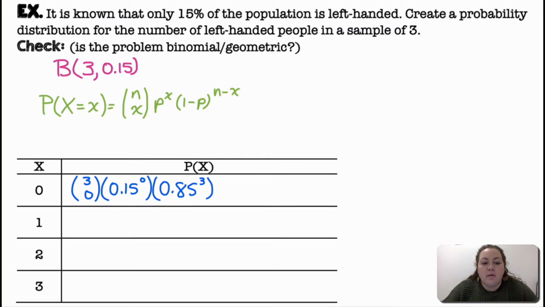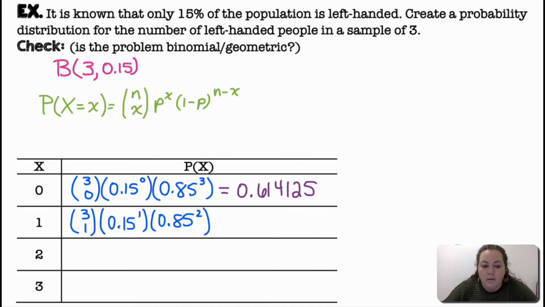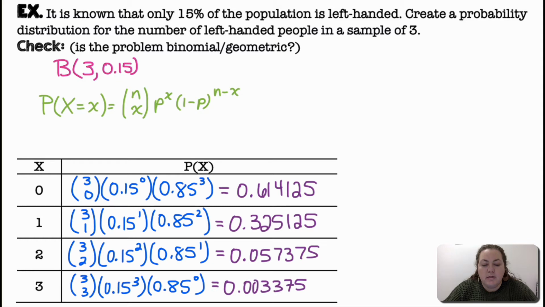The probability of x equaling a number in the combination format is n choose x, times the probability of success raised to the x power, times 1 minus the probability of success raised to the n minus x power. For 0 successes, it'd be 3 choose 0, probability of success to the 0 power, probability of failure to the 3rd power. I got the 0.85 by doing 1 minus 0.15, so the probability of failure is 100% minus 15%, the probability of success. That gives me this value, and I'm going to repeat this for 1 success, 2 successes, and 3 successes, and so I can get that probability model there.